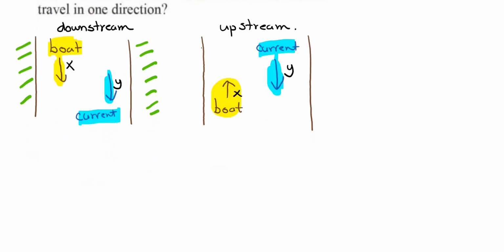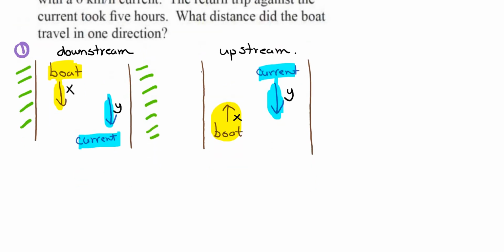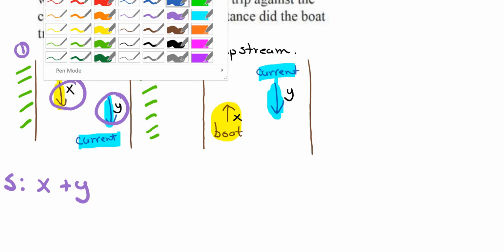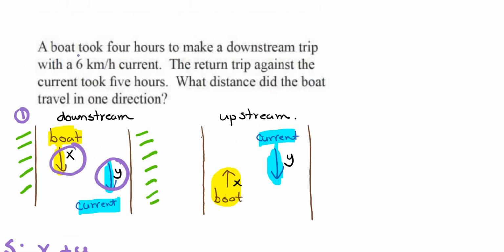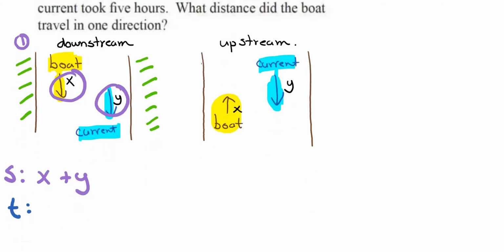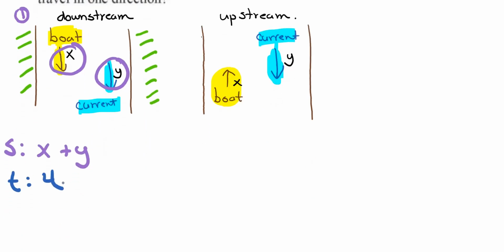If I take a look at scenario 1, which is the downstream case, I see that x and y are going in the same direction, right? So the speed is x plus y. So x is the speed of the boat, and y is the speed of the current. And I know that the time, the question says, it took 4 hours, right? So it took 4 hours to go in the downstream direction.